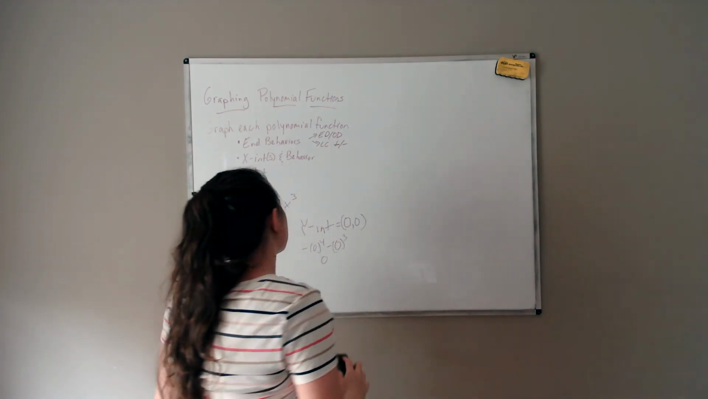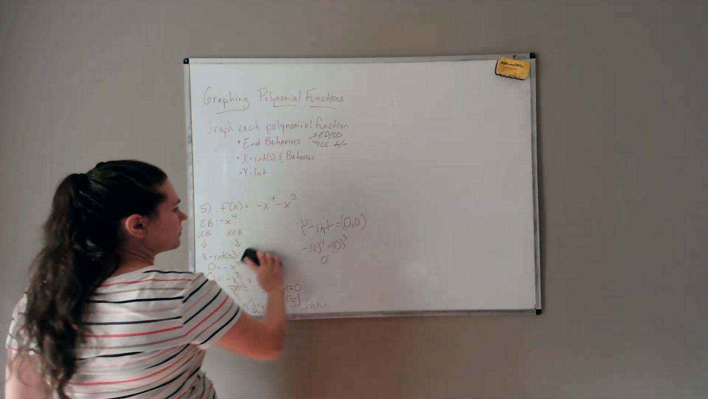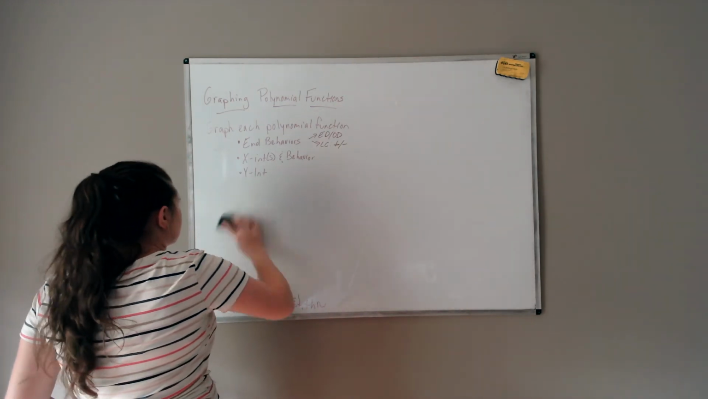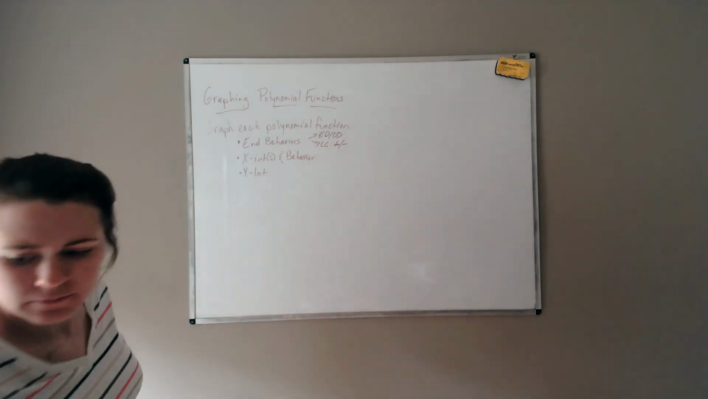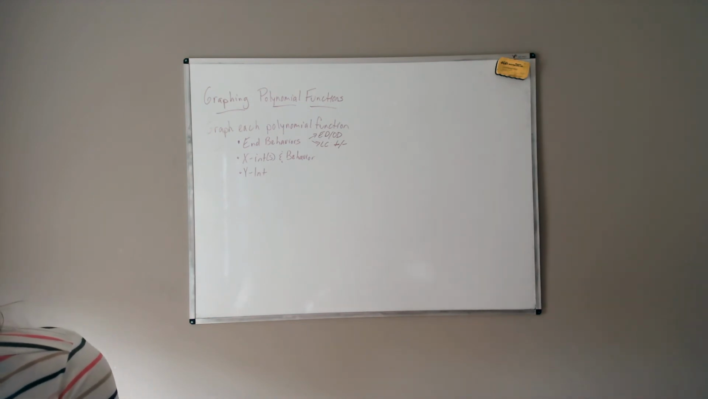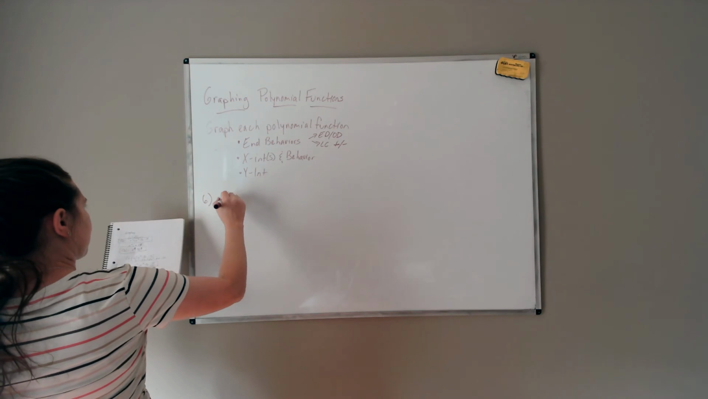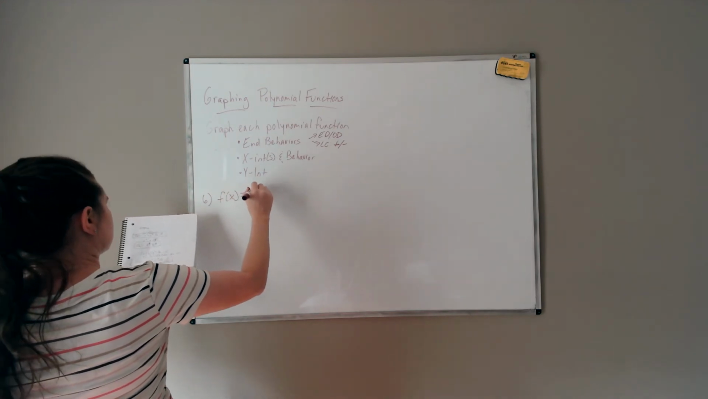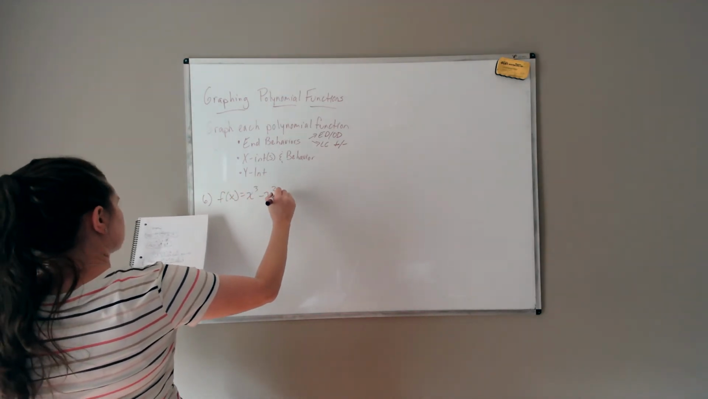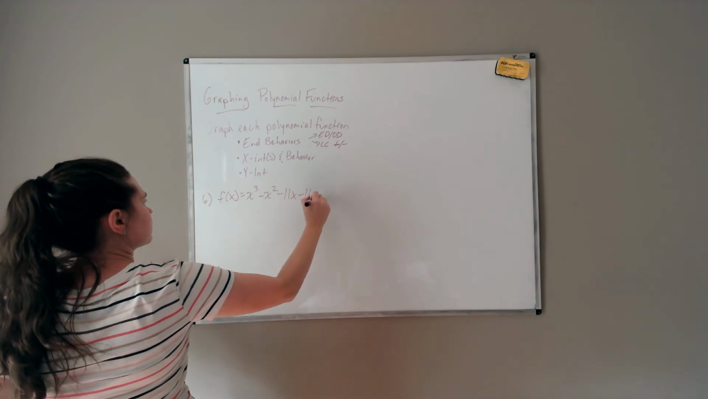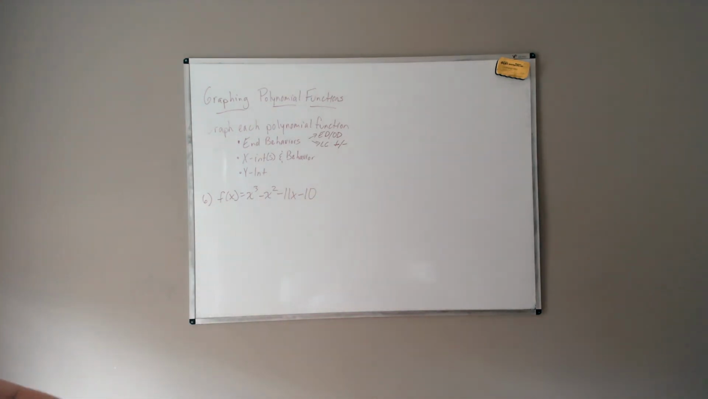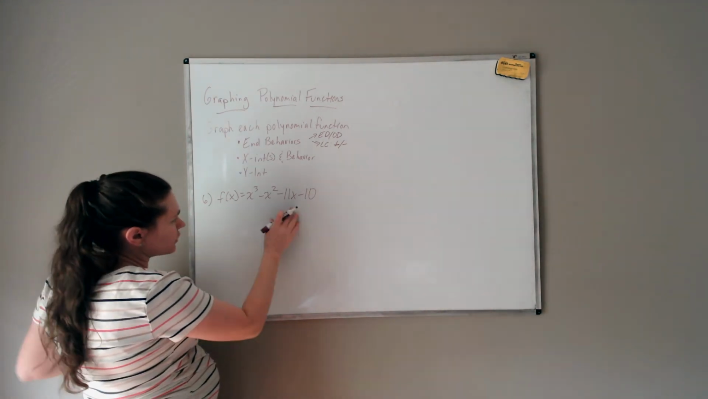Okay, so that was number 5, and we're going to do one more. Number 6. Okay, number 6, you have the standard form of f of x of the function you have to graph.